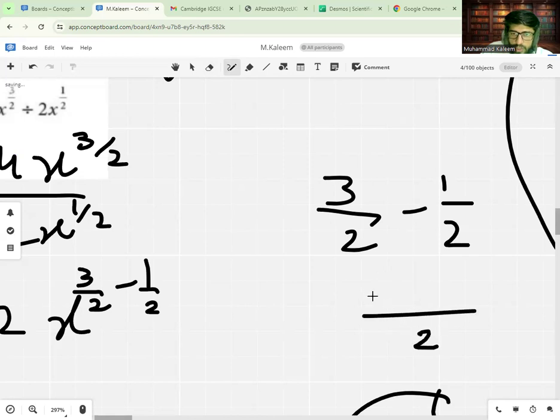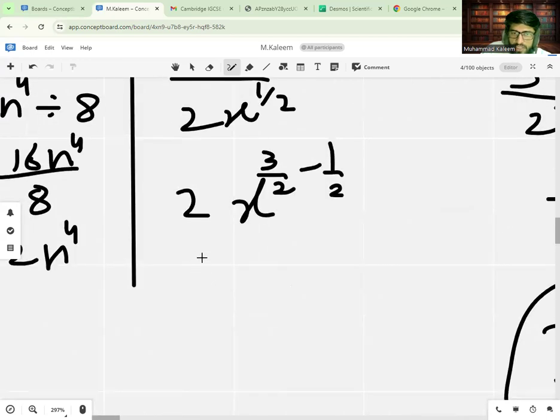Just combine the denominator and simplify the denominators. 3 minus 1 will be 2. So 2 over 2, that means that we have a 1. 2 over 2 will be equal to 1. So it means that 2x raised power 1, or you can ignore this one. You can simply write 2 raised power 2x, considered as a 1.